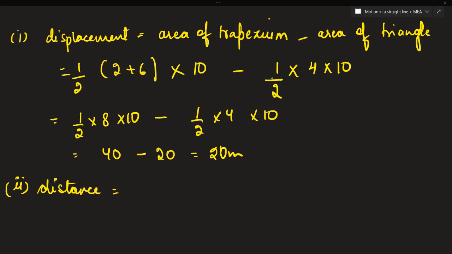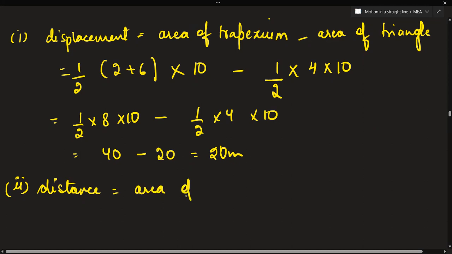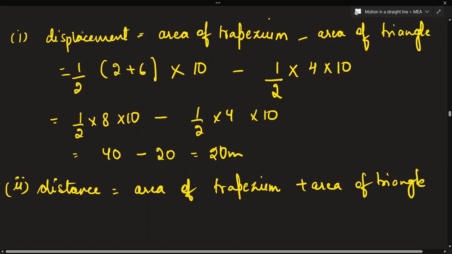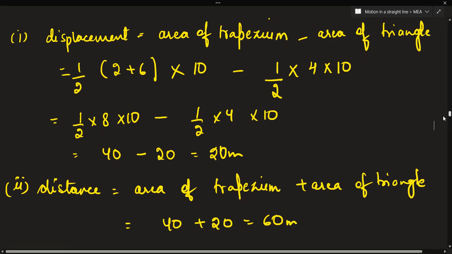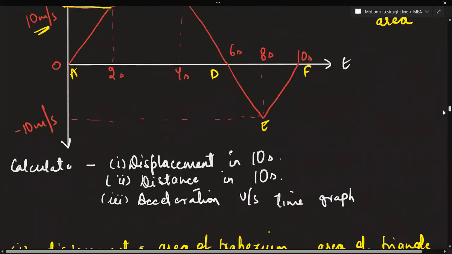So scalar quantity means here the area of trapezium plus area of triangle will give us the distance. If you subtract, that gives you displacement. So area of trapezium is 40. Area of triangle is 20. So this becomes 60 meters. Why are we taking the area? We are taking the area because we have to find the displacement. The area of the velocity versus time graph gives displacement.